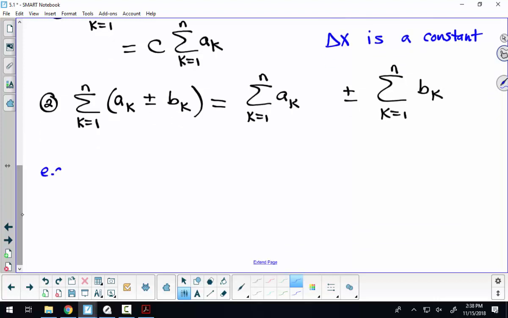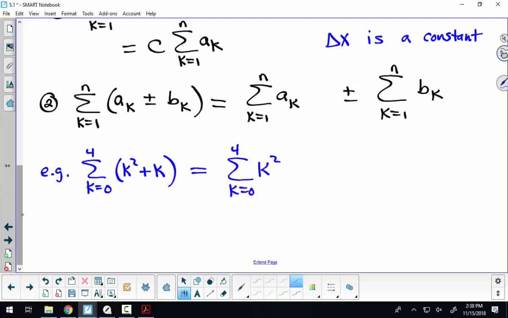An example of this, based on the previous one: if we had the sum from k equals 0 to 4 of k squared plus k, we can look at that as the sum from 0 to 4 of k squared plus the sum from 0 to 4 of k. And so these properties allow us to condense the computations for our Riemann sums as well.